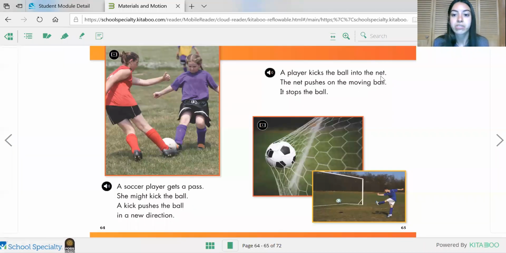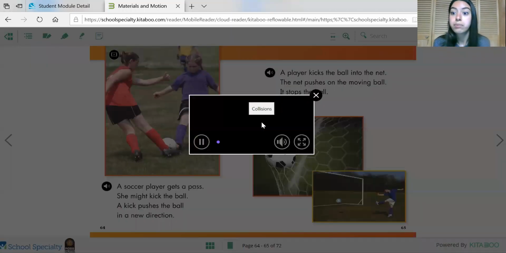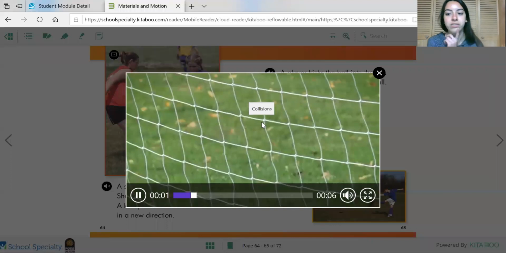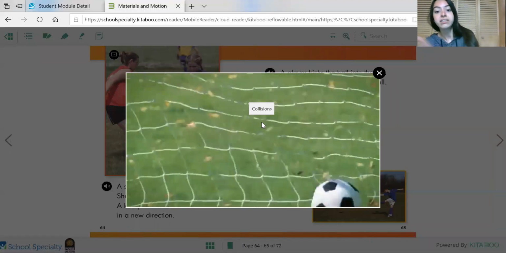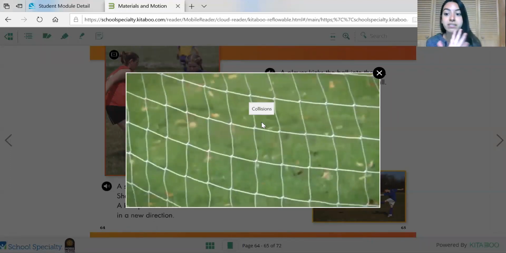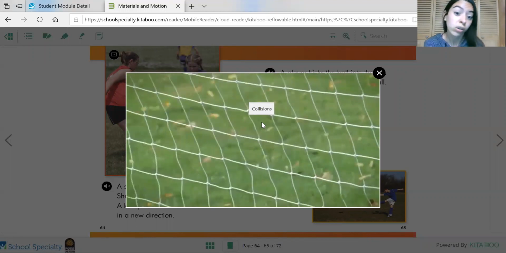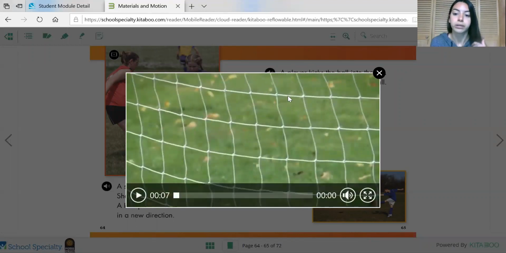A player kicks the ball into the net. The net pushes on the moving ball. It stops the ball. So in this video, the ball gets kicked into the net and the net stops the ball. If the net was not there, the ball would keep rolling, keep moving.